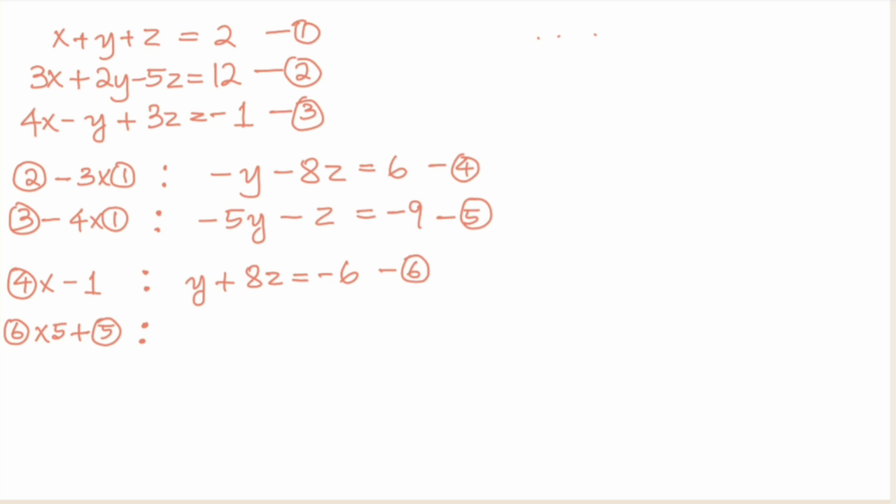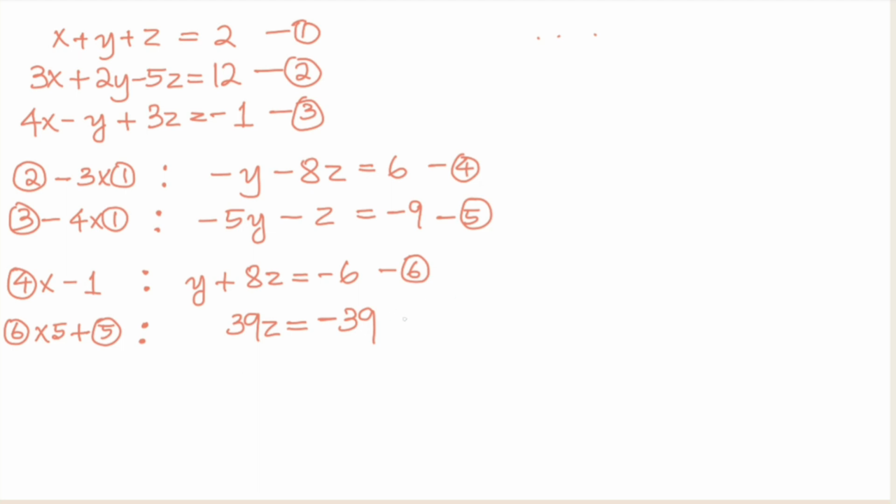And then we have 5 times 8, which is 40. So 40z, if we add it to the minus z, then we get 39z. Then we have 5 times minus 6, which is minus 30. If we add it to minus 9, we have minus 39. So 39z equals minus 39.